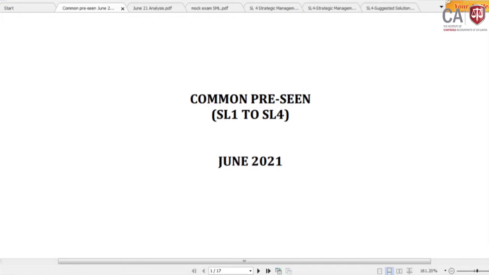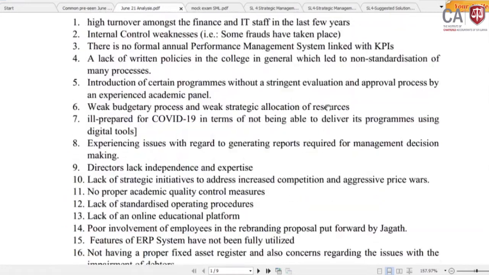So, when the examiner has given a pre-seen, you can work on that, you can do a lot of analysis on that. Actually, in the exam, most of the questions are based on this pre-seen. Relevance of unseen is very minimum. Therefore, you have to work with this pre-seen. I will show you what I have done last time on this.